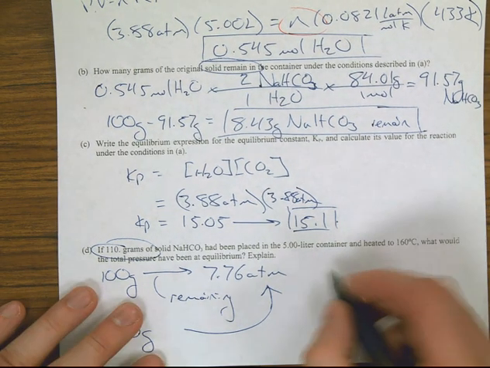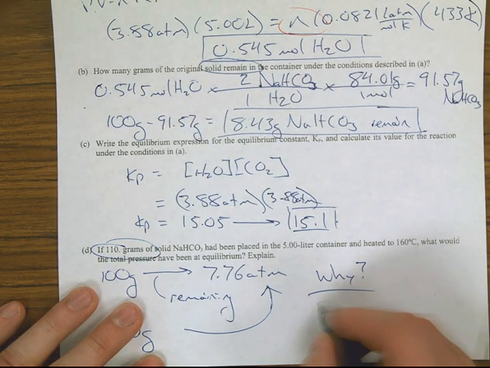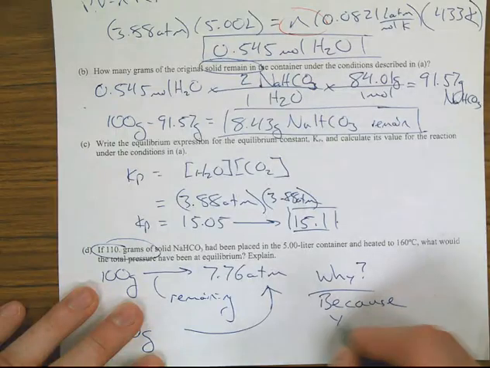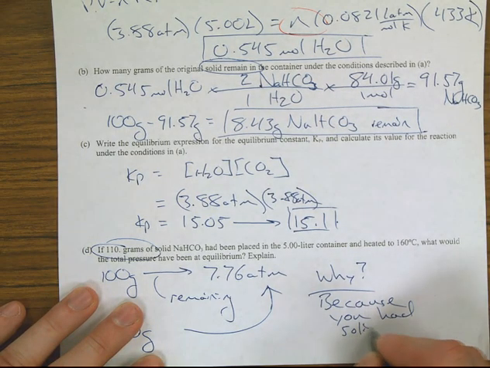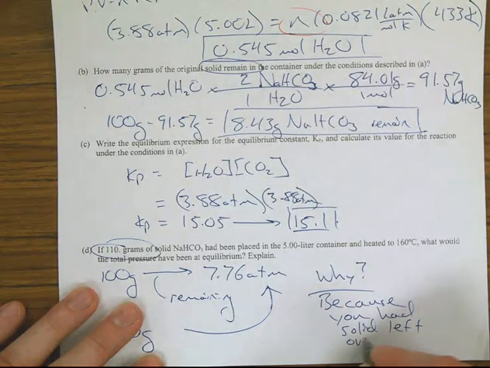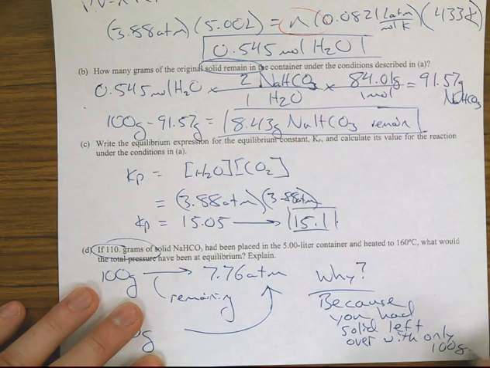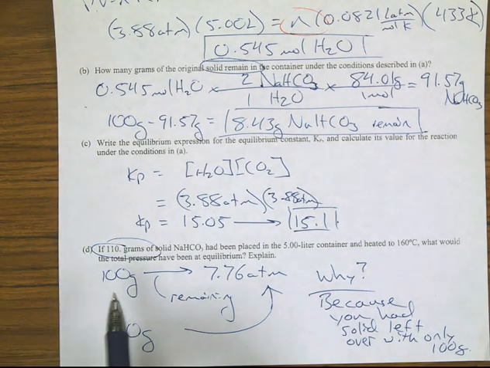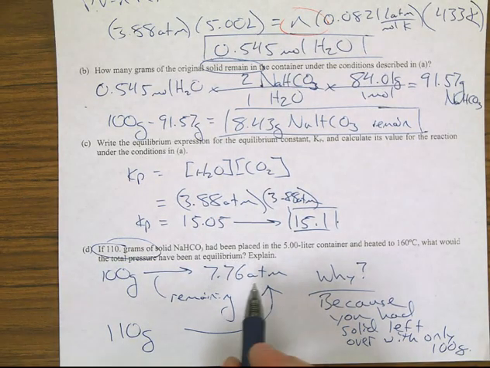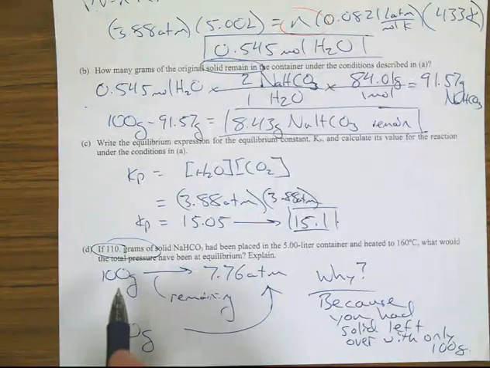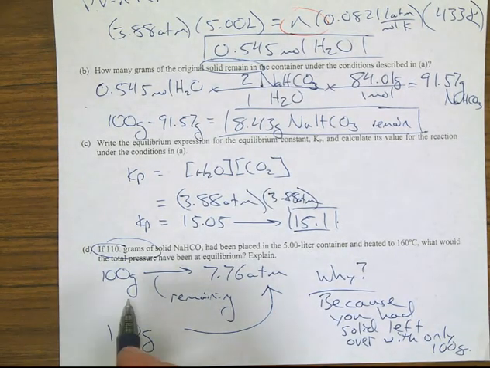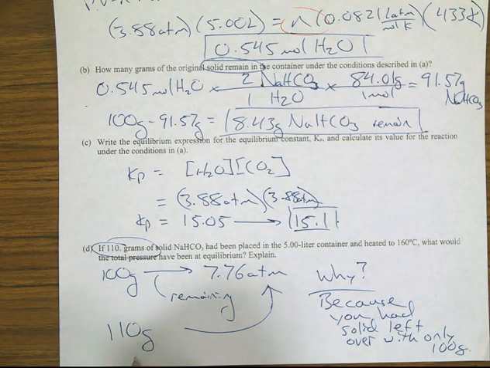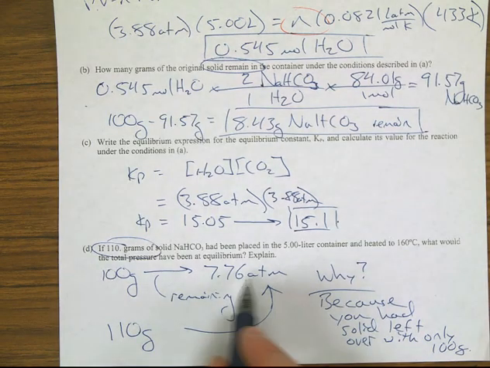Why? The answer for why is because you had solid left over with only 100 grams. I mean, think about it. If equilibrium would create a greater pressure, you would have had to use up more than what you used up in this experiment. In this reaction, you only used up 91.57 of that 100 grams. So even if you start with 110 grams, you're still going to have only a production of 7.76 atmospheres because that's where the equilibrium lies.